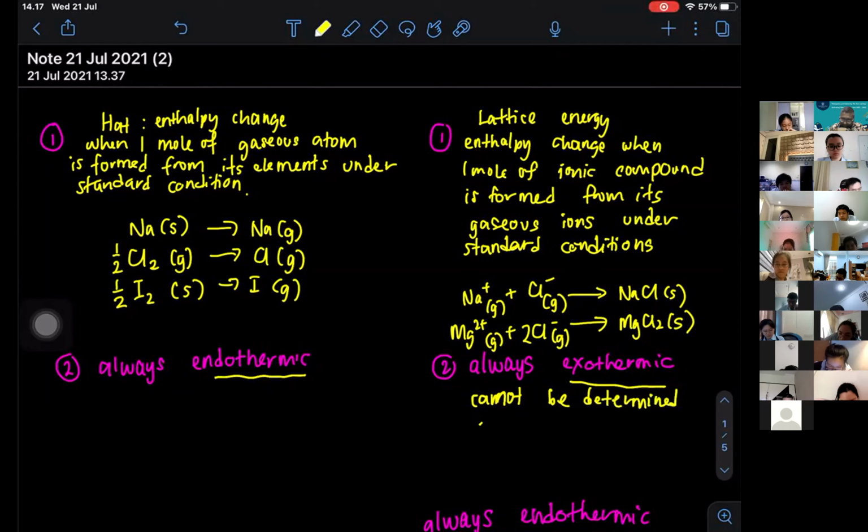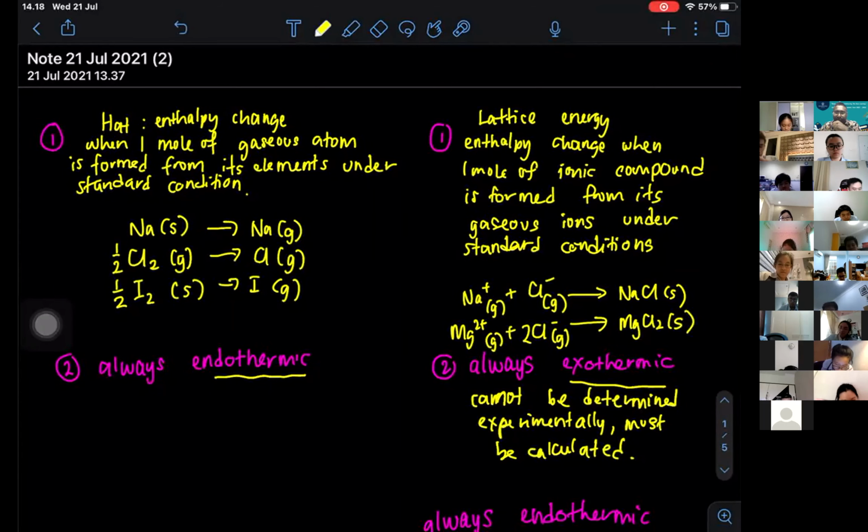Okay, it cannot be determined experimentally. It must be calculated. So how do we calculate? We will use the Born-Haber cycle. That's the reason why the Born-Haber cycle exists in the first place.